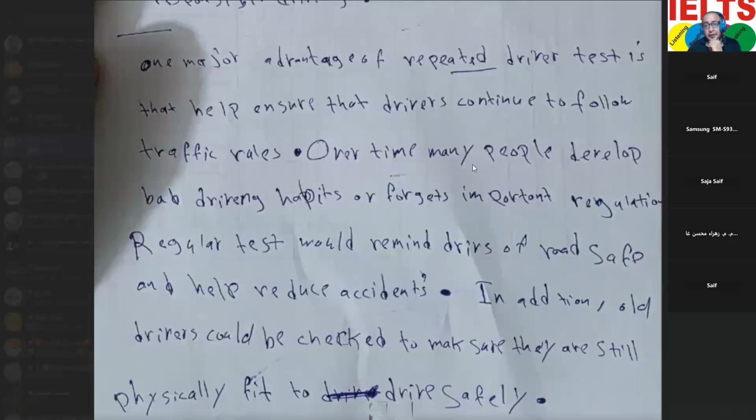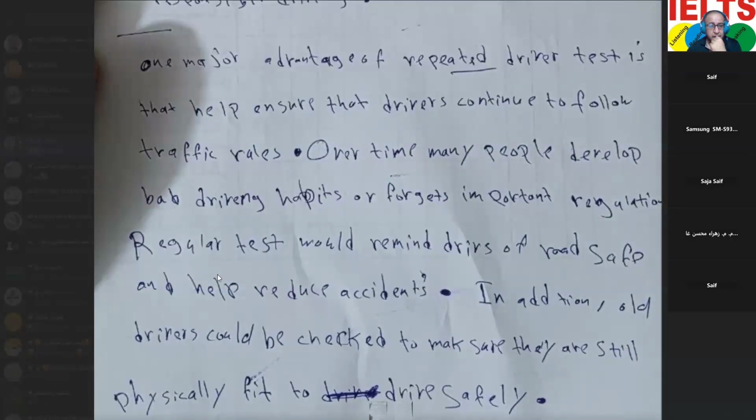Yes. Many people develop bad driving habits. Habits with B, not with P. Driving without the E. Yes. Okay, we omit the E at the end. And bad is not clear, just like B, not D. Or forget, not forgets. Because you wrote people. People is plural. So we cannot add S to the verb.